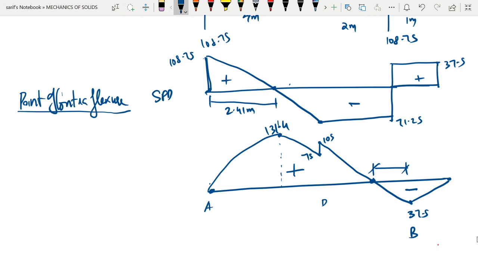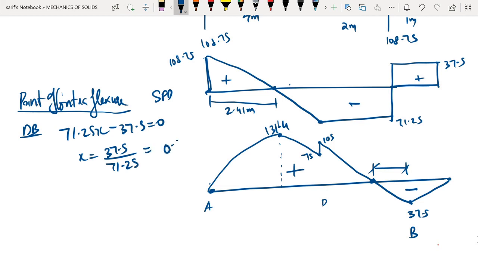So to get that, the expression for bending moment in the region DB is 71.25 x minus 37.5 equal to 0. We will get x is equal to 37.5 divided by 71.25. We will get this value as 0.53 meter. So this distance can be marked as 0.53 meter here. Again, this is known as the point of contraflexure.